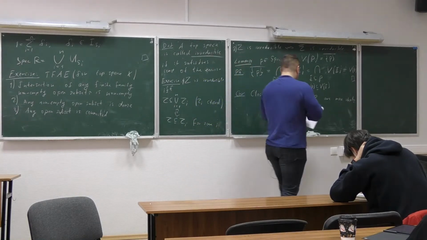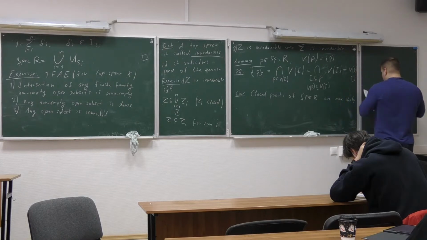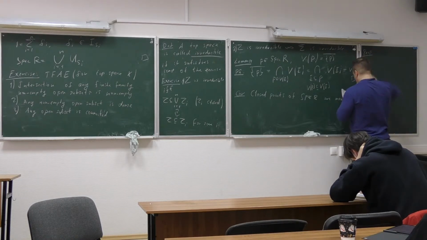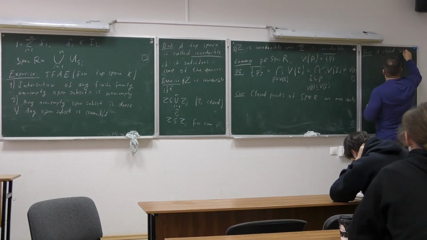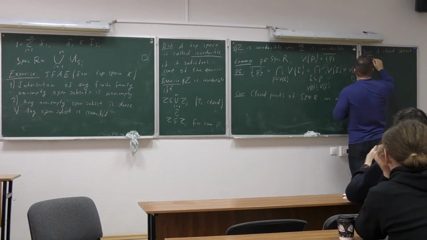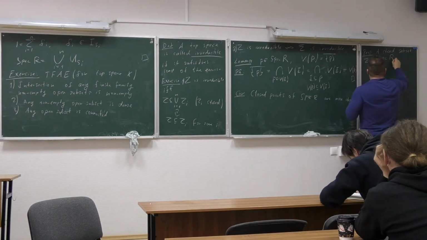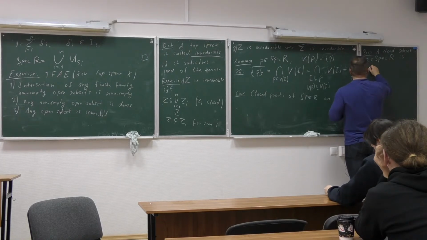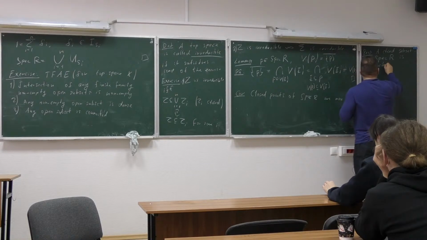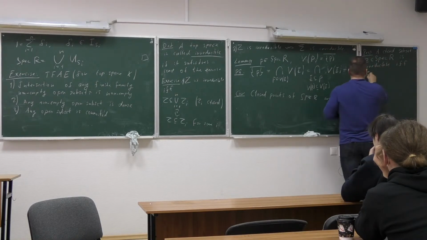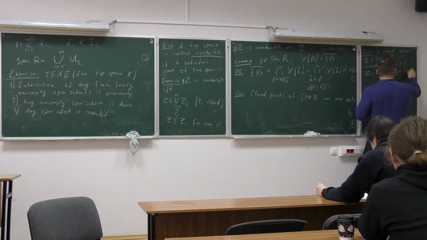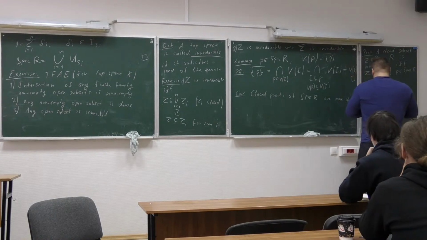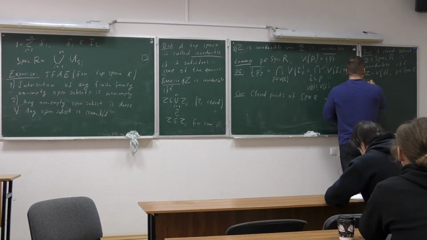Okay, and I think this is the last proposition probably for today. Proposition: a closed subset Z in the Spec of R is irreducible if and only if this Z is a V of a prime ideal. Okay, let's prove this.